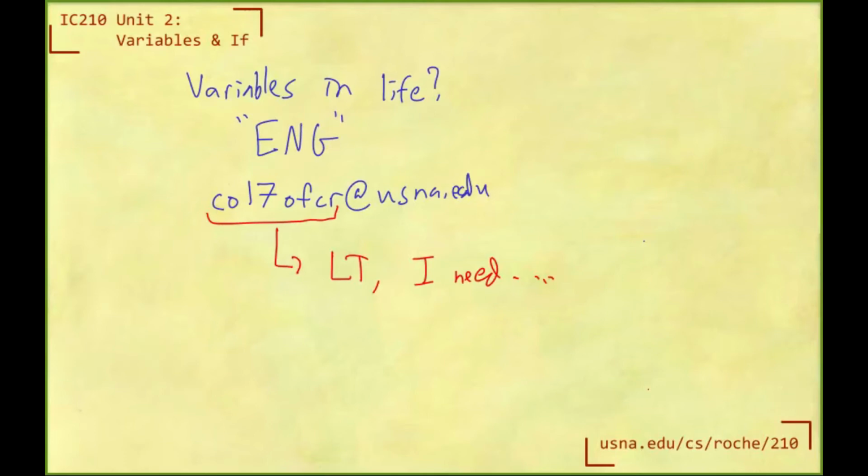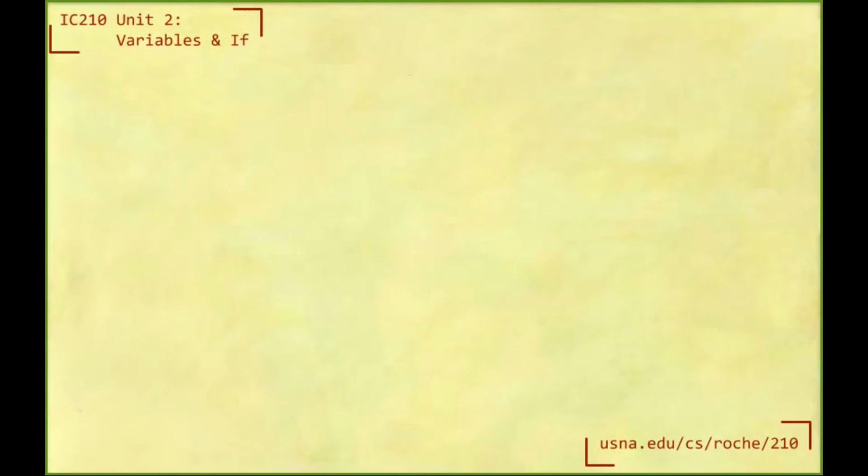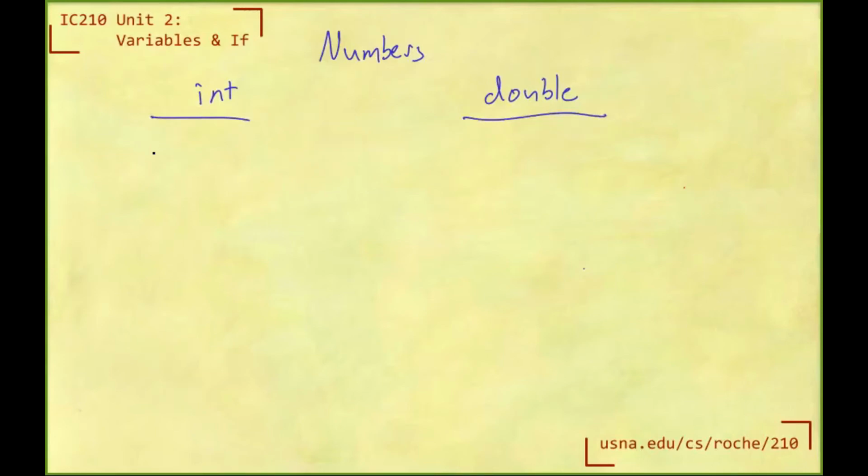Okay, let's look at some specific types of variables now. And there's 3 general categories. So the first category that I want to talk about is numbers, numeric variables. And there are a few different kinds of numeric types that happen in C, but there's really 2 that we're going to focus on, which are int and double.